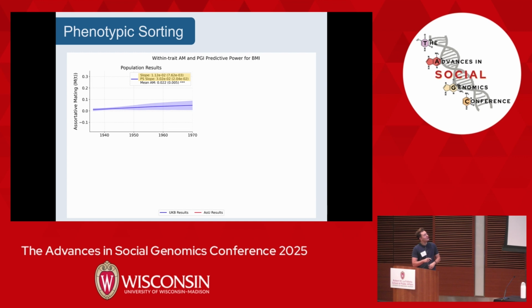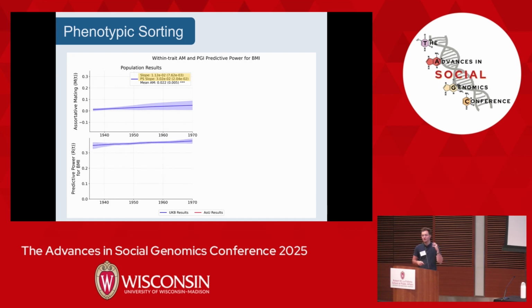And first of all, again, these axes are going to be analogous to the ones that we were looking at before, where the y-axis is the mate PGI correlation, and the x-axis is going to be the year of birth for our samples. And as we can see, for BMI, using population-based PGIs in the UK Biobank, we see that the slope is not statistically significant, which means that we say that assortative mating, genetic sorting, is constant across all of these years.